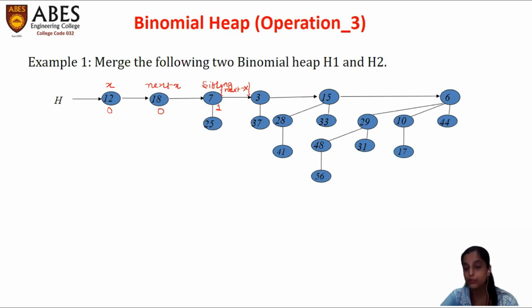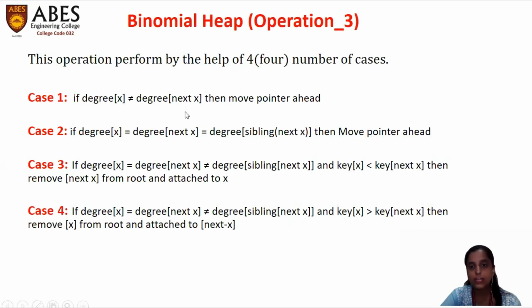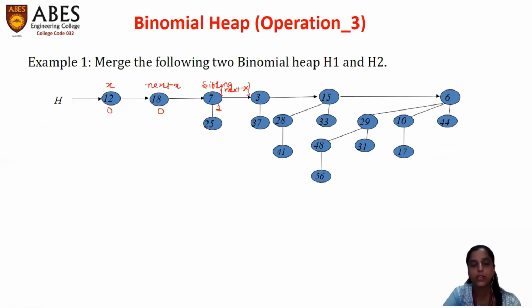But for that, we have to check whether the key of x is smaller or the key of next x is smaller. Here we can see key of x is smaller than key of next x. So in this case, case 3 will work in this scenario. Let's see how case 3 works. In case 3, key of x is smaller than key of next x, so we remove next x from the root node and attach it to x. Okay, then we'll apply this operation here.